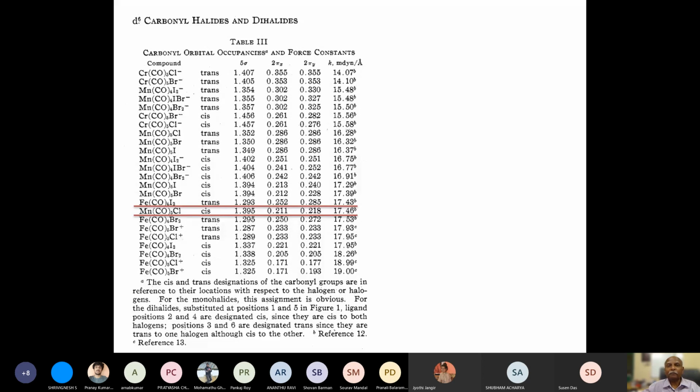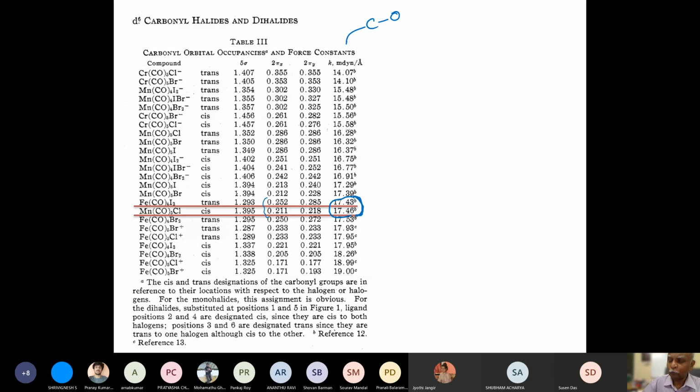Okay, so here are the occupancies that they calculated for these compounds. This is a computational study. Fenske and Hall are 2 computational chemists. What they found, I'm just going to point out one thing, which they also point out in the paper. This is the force constant between carbon and oxygen. This force constant is almost the same for these 2 complexes. But if you look at the pi star occupancy, it is different.